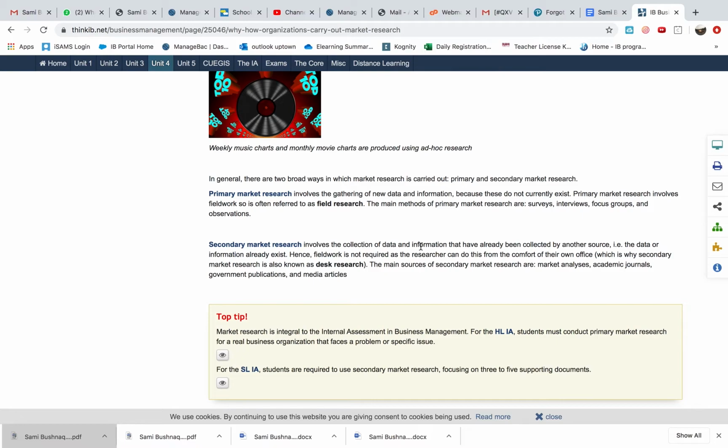Secondary research, on the other hand, is when you collect data and information that's already been collected by another source. So the information is out there, it exists. Field work isn't required, so the researcher can actually do this from their office, by looking things up on their computer. So it's also called desk research for this reason. The main sources of secondary research are market analysis, academic journals, government publications, and media articles.